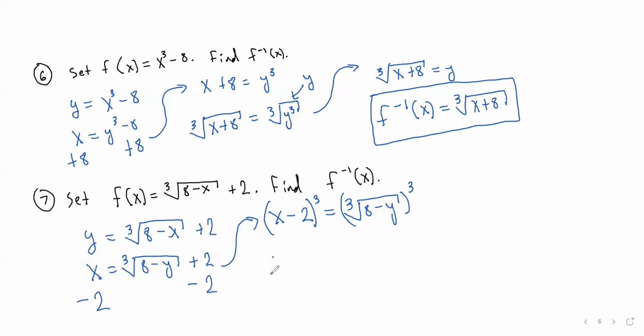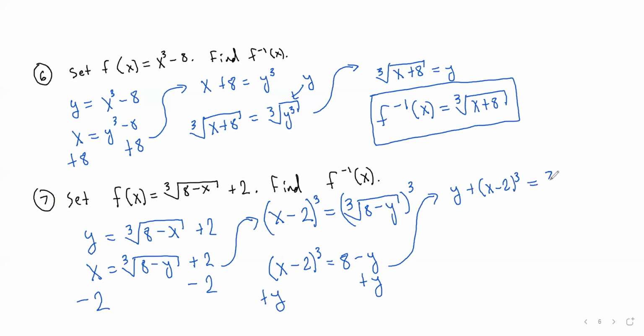So we now have x minus 2 cubed is equal to 8 minus y. Since if you cube the cube root, you just get the inside. And so I can add y to both sides and then subtract the x minus 2 cubed. So I'm going to first add the y. So I get y plus x minus 2 cubed is equal to just an 8, since the y and the minus y cancel. And we're going to subtract the x minus 2 cubed.